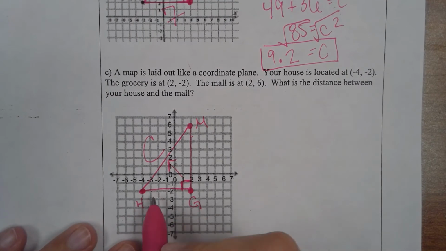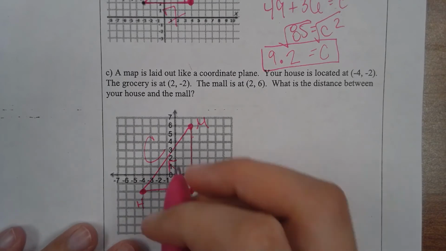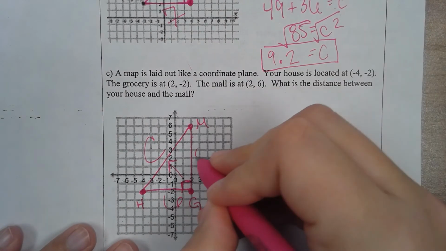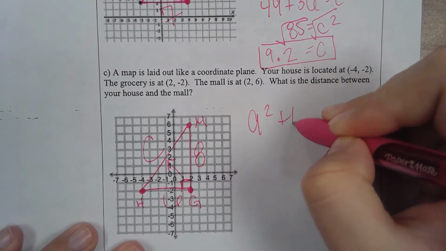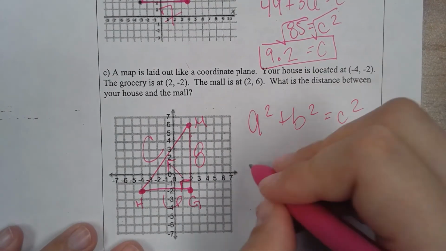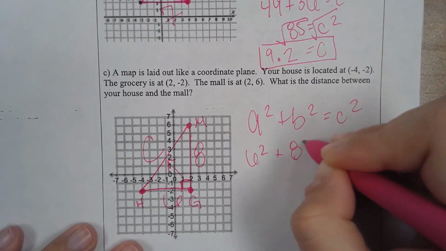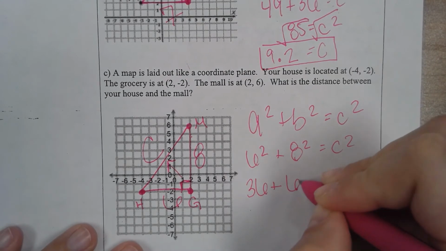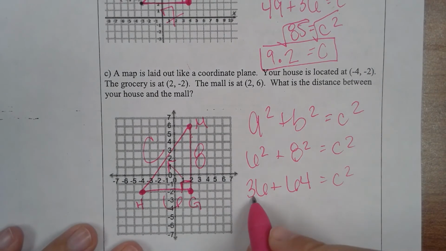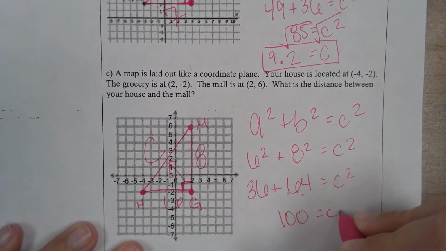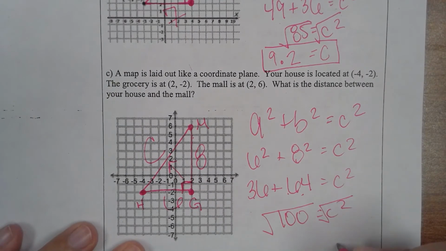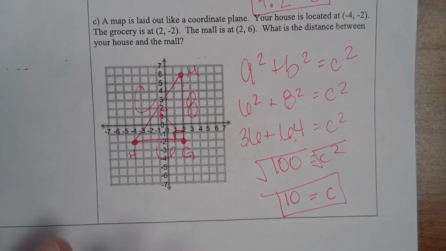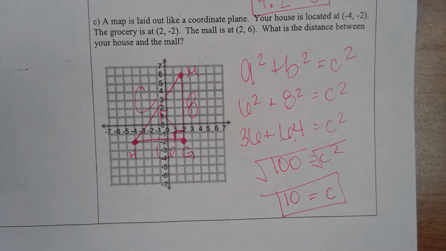So this leg down here is 1, 2, 3, 4, 5, 6. This leg is 1, 2, 3, 4, 5, 6, 7, 8. So when I go to plug it in my Pythagorean theorem, I get 6 squared plus 8 squared equals c squared. 6 squared is 36. 8 squared is 64. 36 plus 64 is 100. And then take the square root on both sides, and you guys should have got an answer of 10. All right. So good job if you got that.